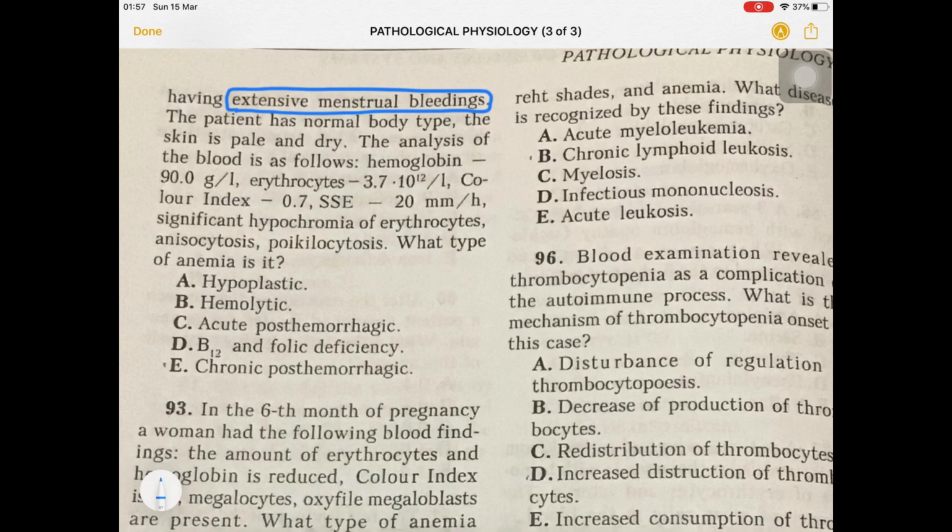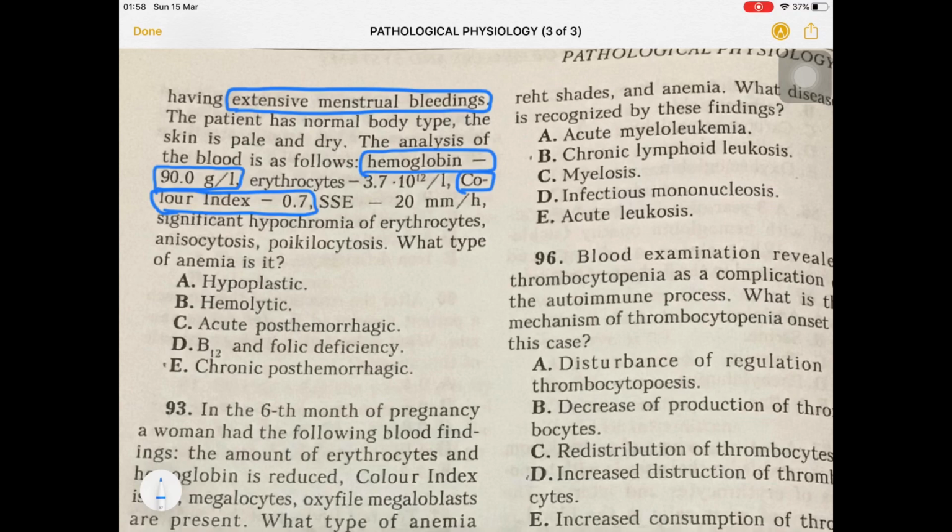They are telling you about the hemoglobin level, which is obviously less. Just now we talked about the normal hemoglobin values, which are 120 gram per liter for females and 135 gram per liter for males. Erythrocyte levels are 3.7, a little less. Color index is 0.7, obviously less than 0.85. This can be a case of iron deficiency anemia.